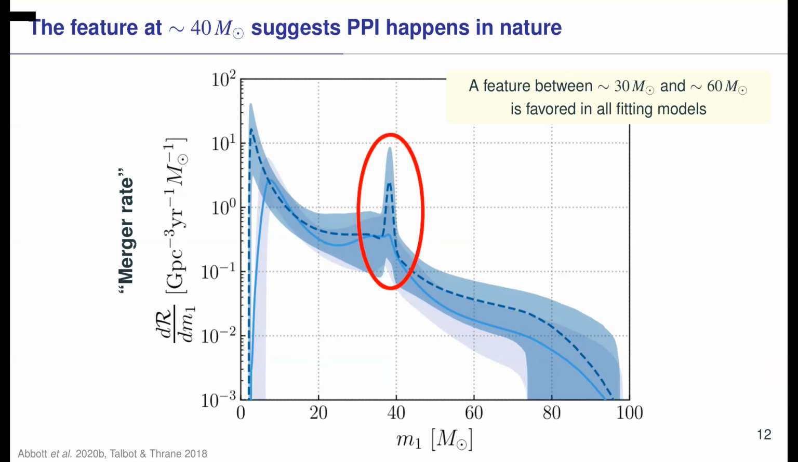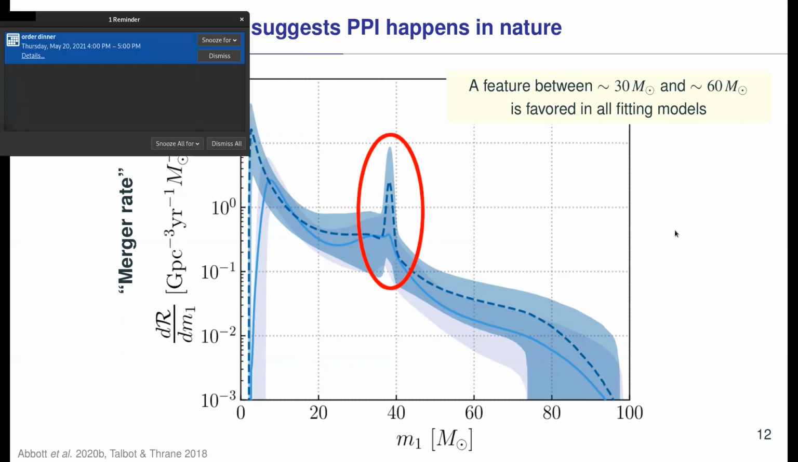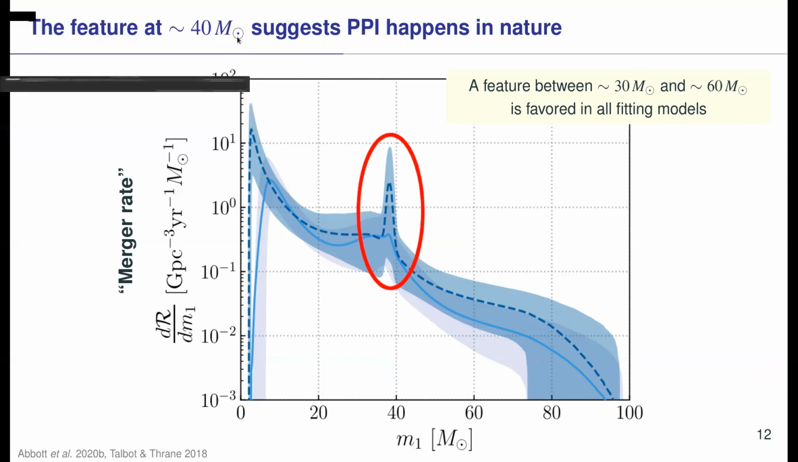And of course, here I'm showing you just one fit to the LIGO data. Every model that allows for features will prefer features between 30 and 60 solar masses. And of course, I would argue it's the most robust evidence for pulsational instability in nature, but it's not the only one.